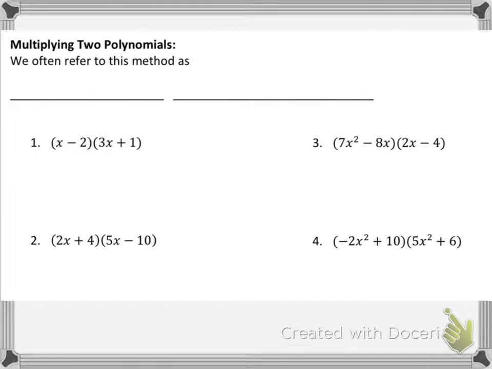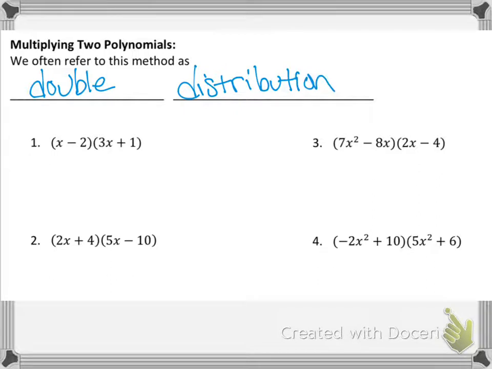On the bottom half of this paper, we're going to talk about multiplying two polynomials, one polynomial times another. So it's not just one term outside the parentheses, it's 2 or 3 terms. We often refer to this method as double distribution. And we call it double distribution because I'm distributing twice.